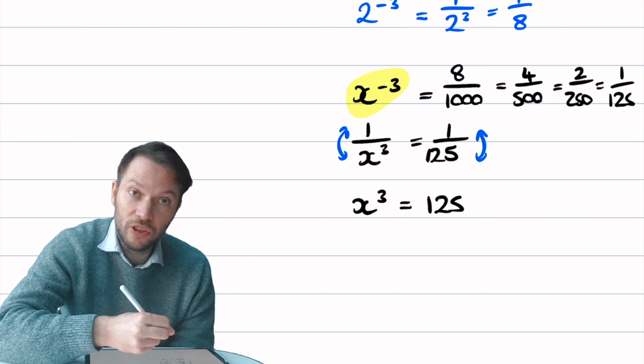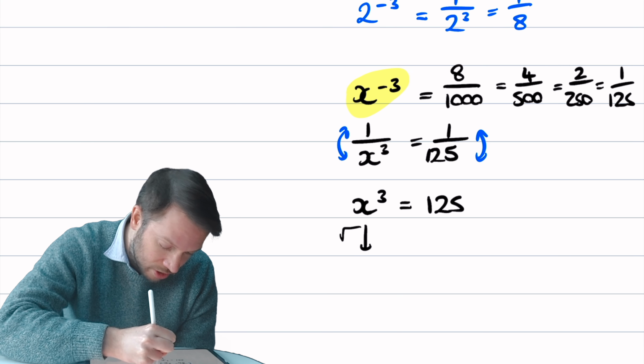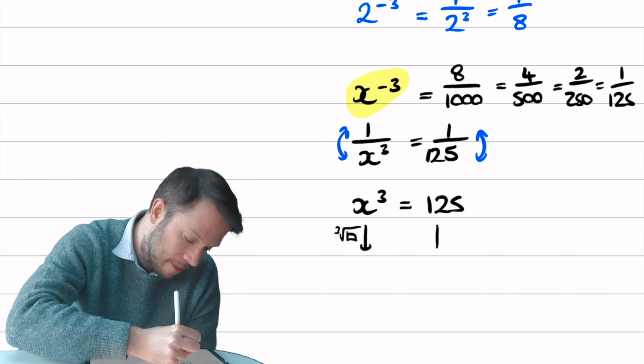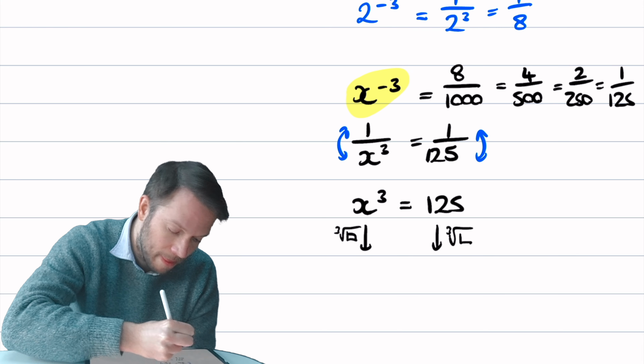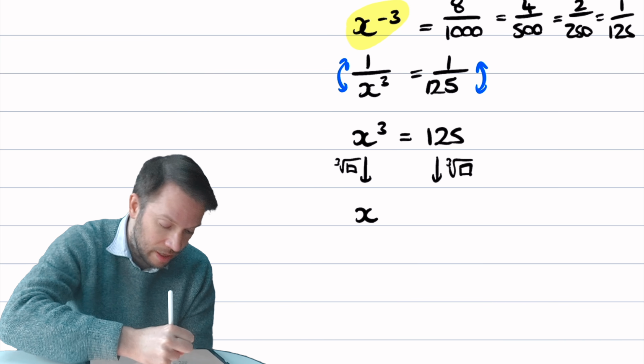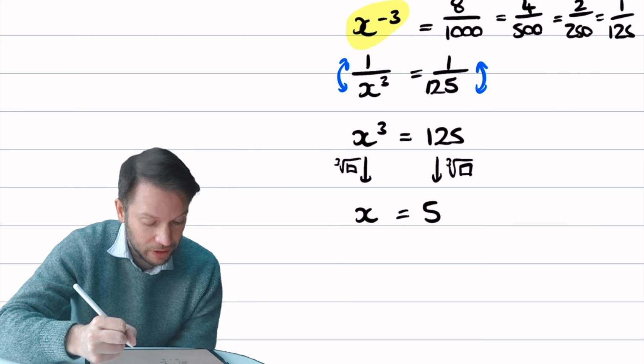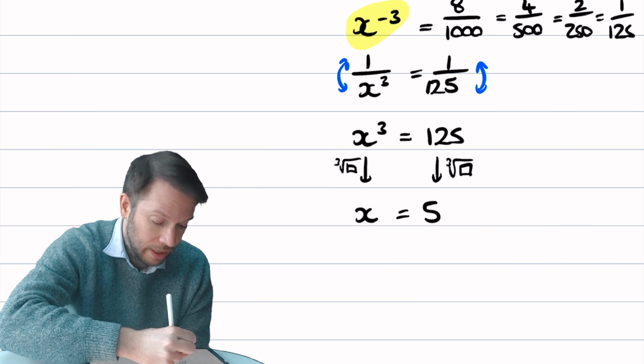And then we just need to do the cube root of both sides to get rid of that cubed. So we do the cube root of both sides of the equation. And that cube root gets rid of the cube, so we're just left with x, and the cube root for 125 is 5, because 5 cubed is 125, and we are done. That is the final answer.